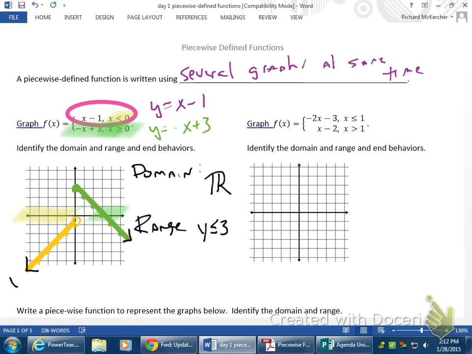The end behaviors, I'm going to look down on this yellow one down here. As this yellow goes on forever, as my x's go lower and lower and lower to negative infinity, what happens to the y's? They also go lower and lower, so they go to negative infinity. On the other side of the graph, as my x's go positive, the y's continue to go negative.